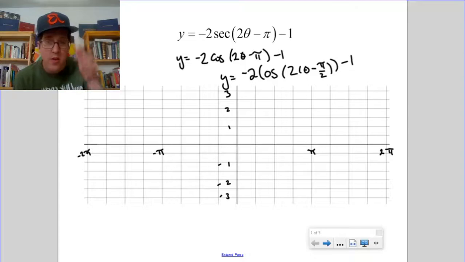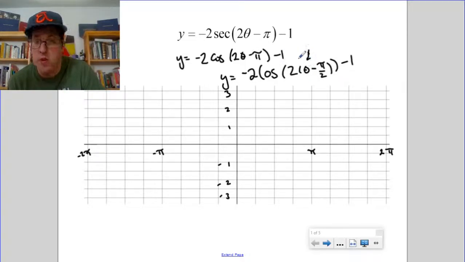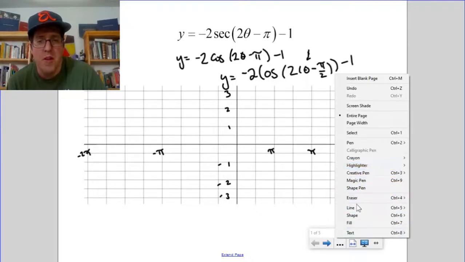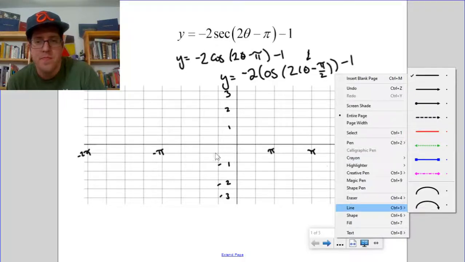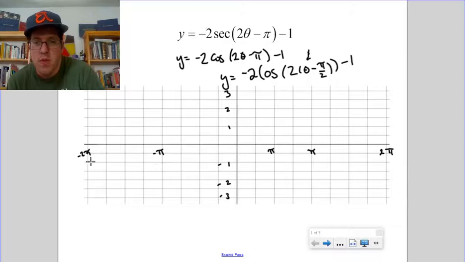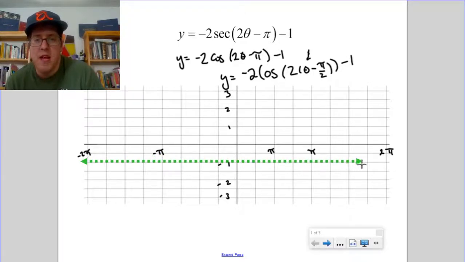All right, some of the things that you always want to do, you always want to factor the 2 away from the theta. So we know that instead of starting this function at the origin, we're going to start at pi over 2 to the right. Now, we can see that our midline is shifted down to -1. So I'm going to put that on here. So we put our midline on there.